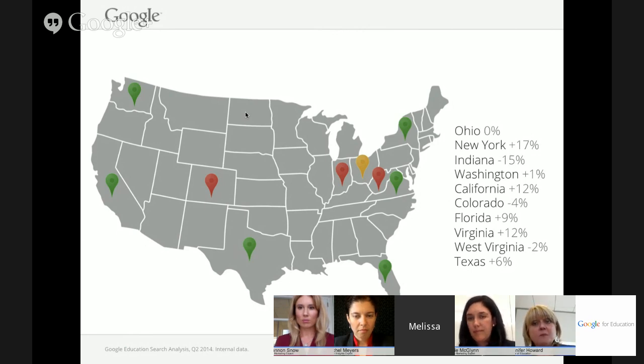New York being the second highest, growing really, really quickly, and then California being the second fastest grower at 12%. So while these states do consistently see a high volume, they are growing significantly. The red dots in West Virginia, Indiana, and Colorado are the decliners.